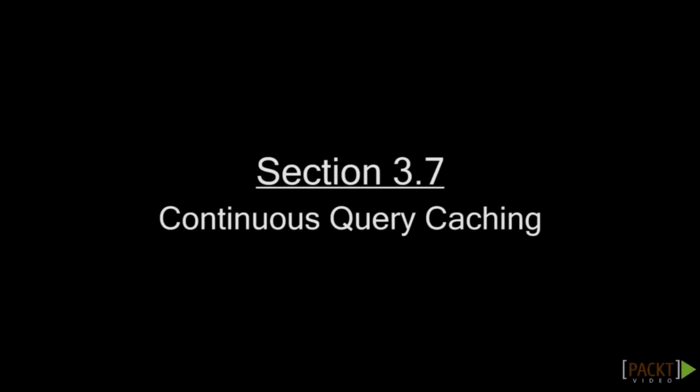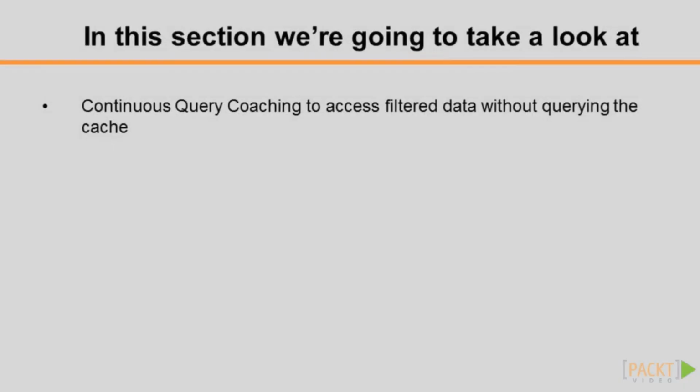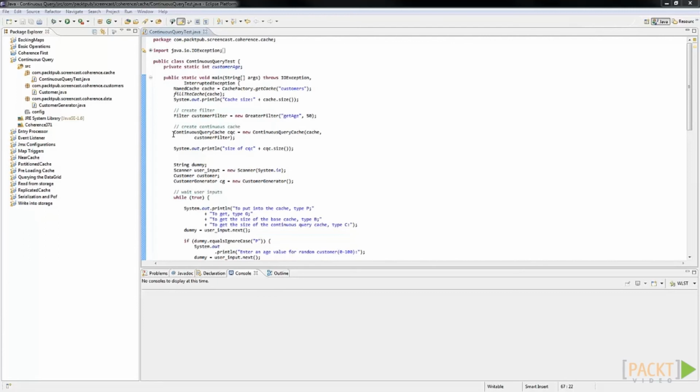In the previous video, we've studied map triggers and its concept. In this video, we'll learn about the continuous query cache mechanism. Before we begin, you should download and extract the continuous query cache.zip file and import it to your workspace. Let's take a look at the ContinuousQueryTest Java class.